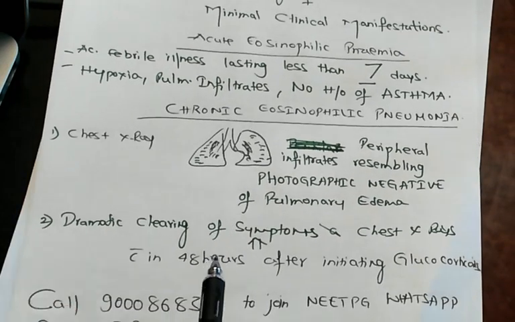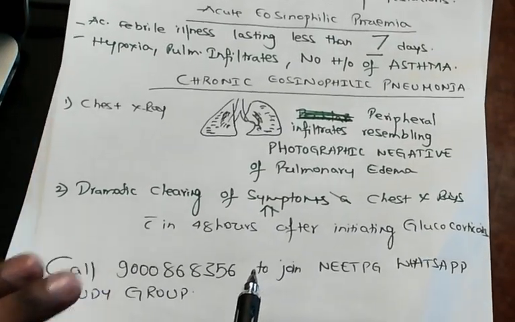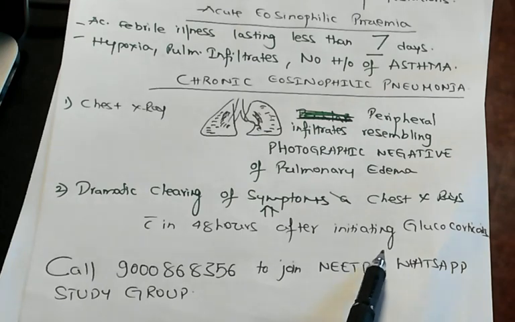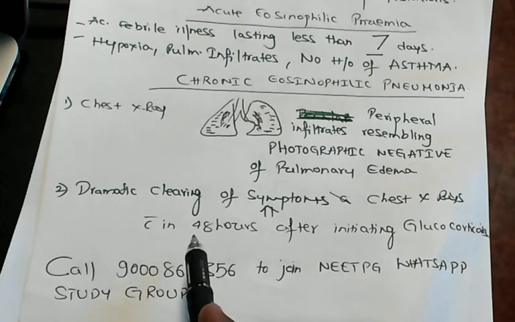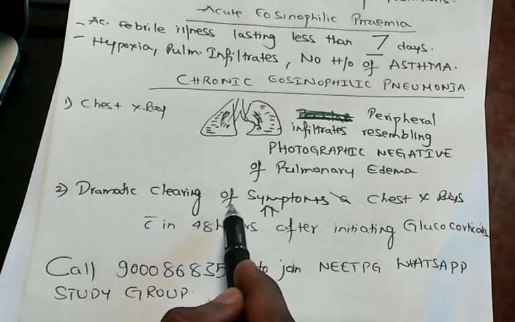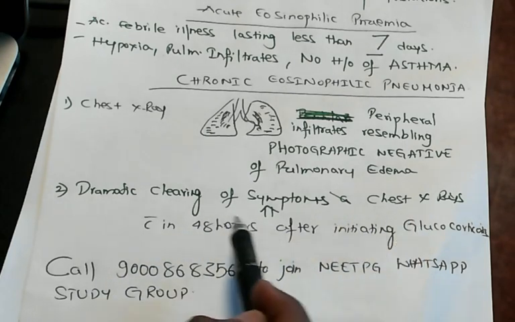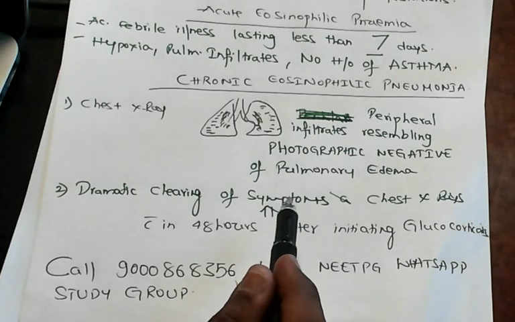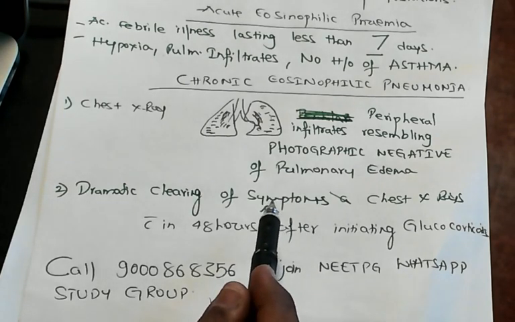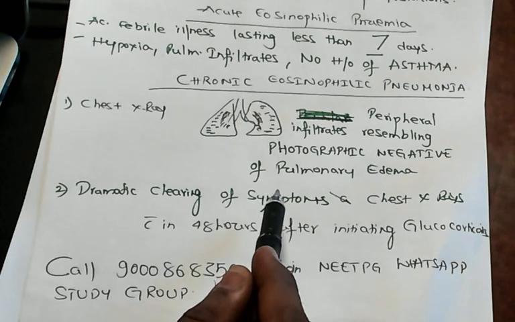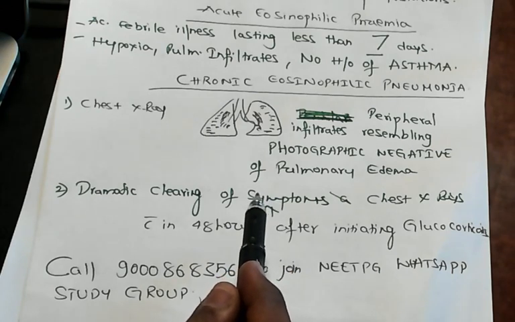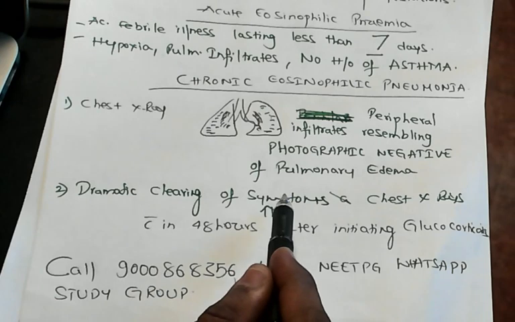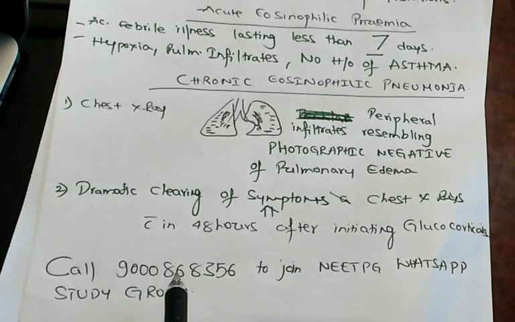Then in chronic eosinophilic pneumonia, one important point you should know is, if you initiate glucocorticoids within 48 hours, all the symptoms, chest X-rays, everything will clear. Now you are very confident. If the examiner talks about pneumonia and eosinophilia, you can give the correct answer quickly, because you are all listening to Dr. Murli Bharadwaj, your everyday classmate in NEET PG preparation.